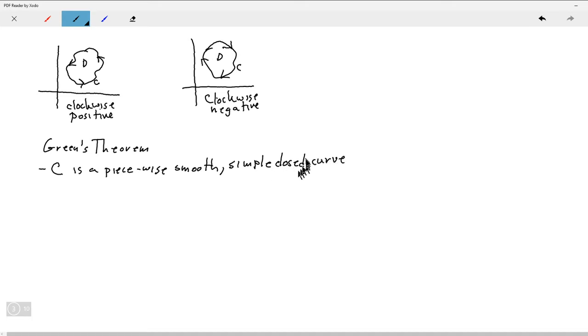When I talk about a simple closed curve, I'm talking about a curve where you basically traverse the curve one time in a single direction. You don't have a situation where you have something like this, where you don't have a single region enclosed. I've got 1, 2, 3, 4, 5 regions enclosed there. This one is simple, this one is not. So you have a simple closed curve that is piecewise smooth, so it doesn't have to be a single function. We're going to call D the region bounded by the curve.